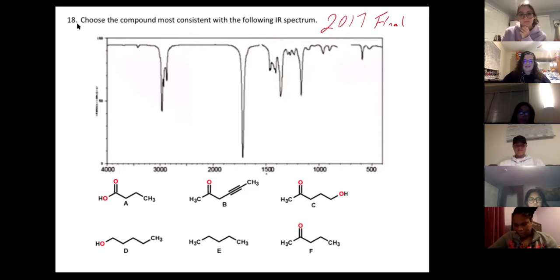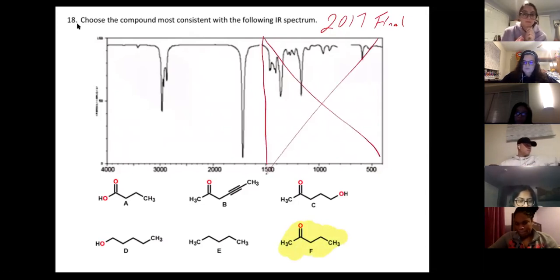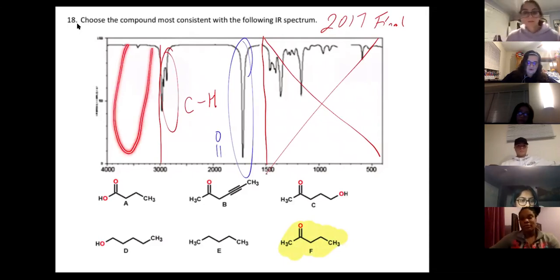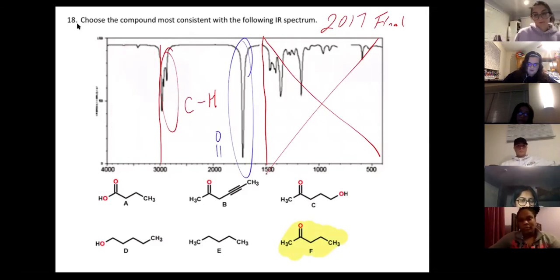So the answer here is F. Some of you had picked E and some of you had picked A. So here's the deal. When we're looking at this, the first thing you want to do is get rid of that fingerprint region. And then you want to see what groups you have. So at 3000, you have that carbon hydrogen stretch. And then at this peak here, that's your carbonyl peak. We don't have an alcohol peak, so there's no alcohols involved.